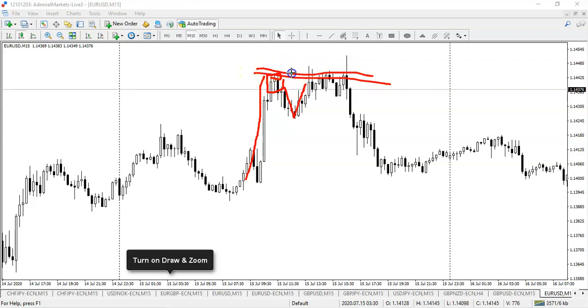People put their stop losses here. Now for market makers to come down, they need to clear the stop losses that have been placed around here. So they go up, they clear the stop loss, and this is the stop loss. This candle was used to clear the stop loss and clear all the sellers from the market before they came down.